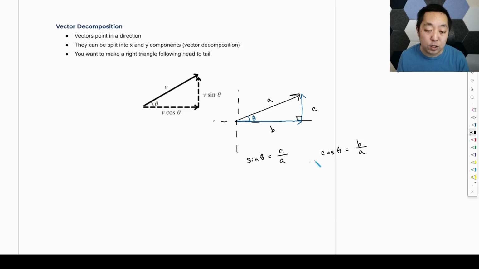And notice that if I solved for C, you would get A sine theta is equal to C. And then if you move the A over here, you get A cosine theta is equal to B. And so that's what you see in this picture. If the magnitude of the arrow, the length of the arrow pointing in that direction, is V, then the components are V cosine theta, the adjacent side, and V sine theta, the opposite side. So we're going to do that a lot.